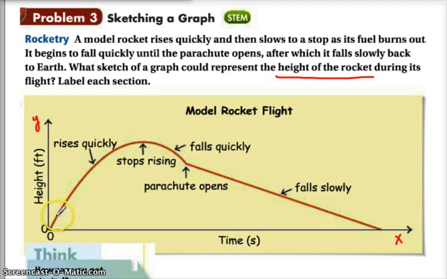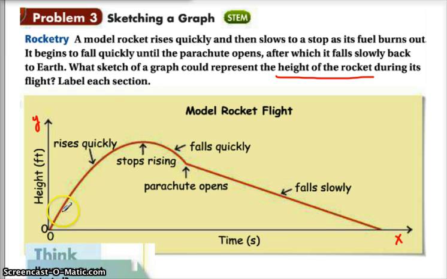So let's look at the graph as it describes the situation. The rocket rises quickly and then slows. So it stops rising here and slows to a stop as its fuel burns out. It begins to fall quickly until this point where the parachute opens. Once the parachute opens, it falls less quickly, a lot slower, and at a pretty much constant rate until it gets to 0 height, which is the same as the ground.